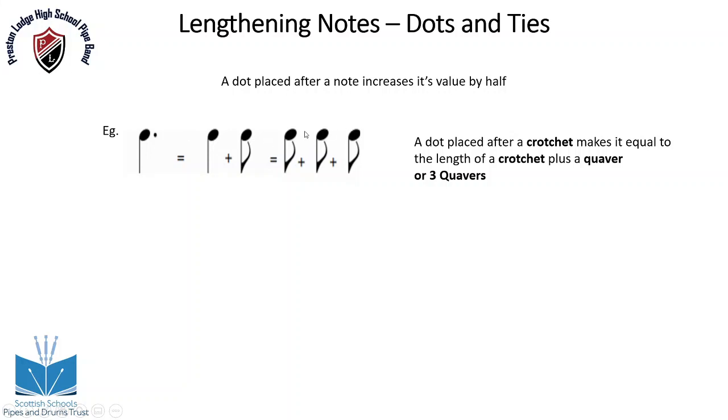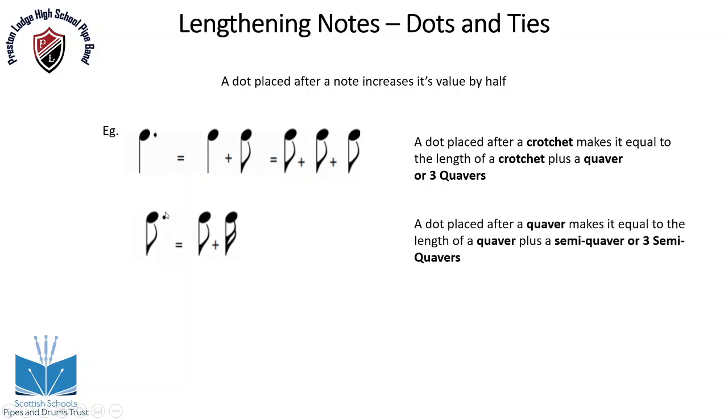So it's the same duration as that. So we're just splitting it down even more. But the key is knowing what that dot equals. A dot is equal to half of the original note. So if it was a quaver, you've got a quaver with a dot. You've got your original quaver and you're adding the dot, which is half of that. So it just makes it that little bit longer.